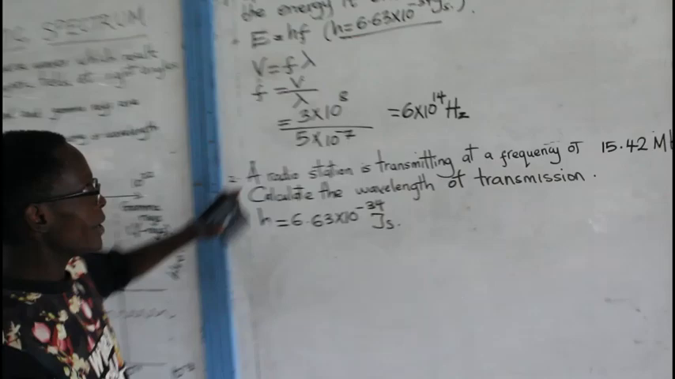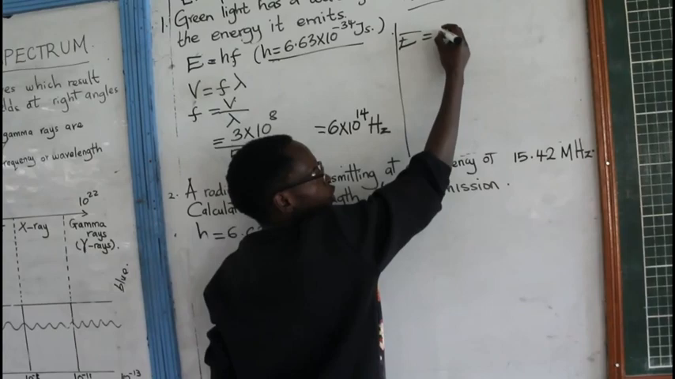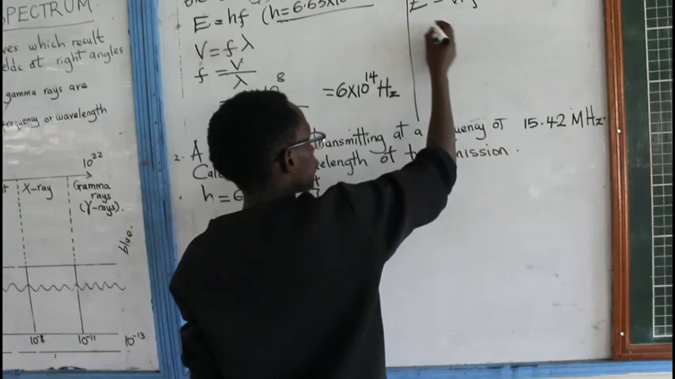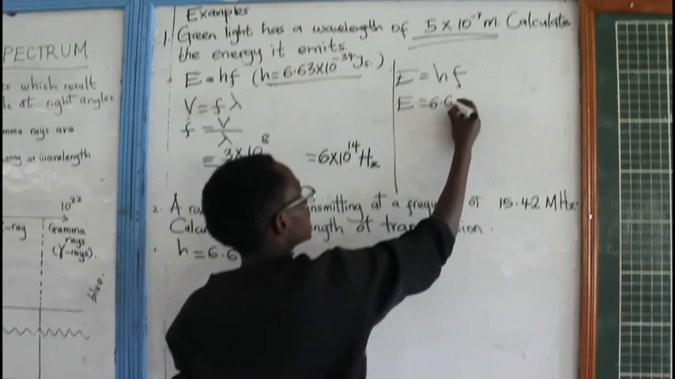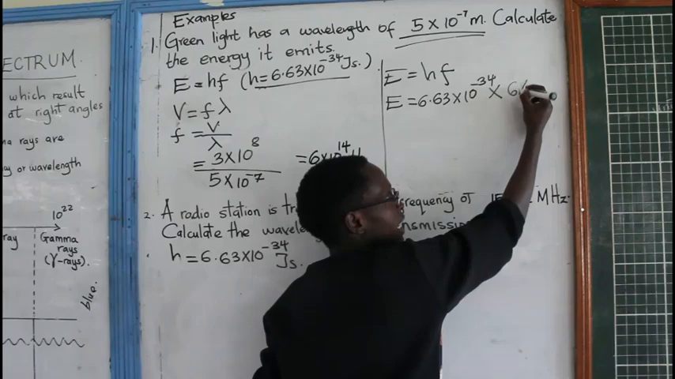But then remember, we were supposed to find the energy that the green light emits. So using Planck's equation, E is equal to hf, where h is the value of Planck's constant given here, we're going to find that our energy is equal to 6.63 times 10 power negative 34 times the value of the frequency here, 6 times 10 power 14.